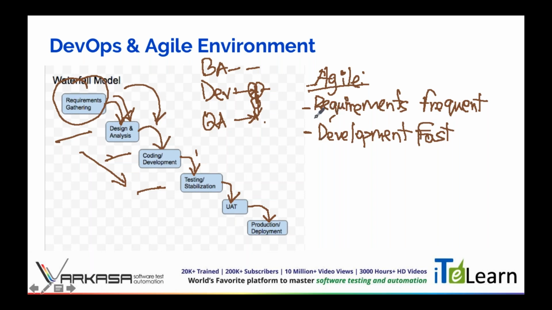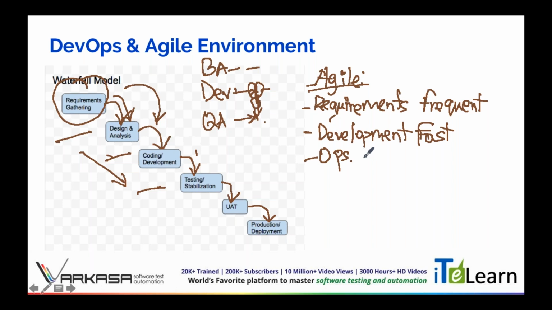Now, in this model, we have operations as well, but the operation teams, right? What they work on is configuration management, and they deal with all the necessary servers that the application needs to be uploaded to, and all the tools that need to be configured, and all the system requirements that need to be met. So they take care of all of that.